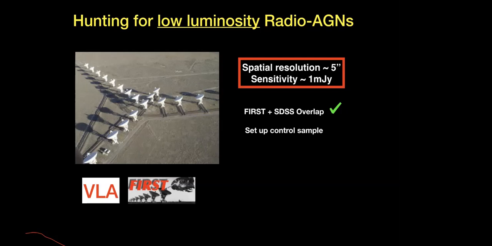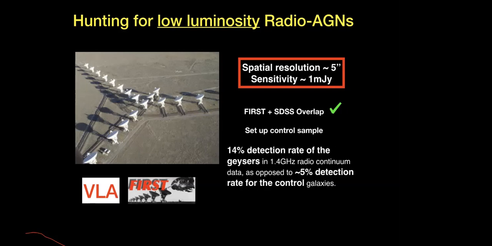So it's kind of like we want to compare apples to apples, but we want to compare between different varieties of apples to see which one is better. Now we want to check how many of these red geysers are radio detected versus how many of these control galaxies are radio detected. And we found that there was a higher radio detection rate in the red geysers compared to the control, which means that there is a higher probability of getting a radio emission from the red geysers compared to other quiescent or elliptical galaxies, which are not red geysers.